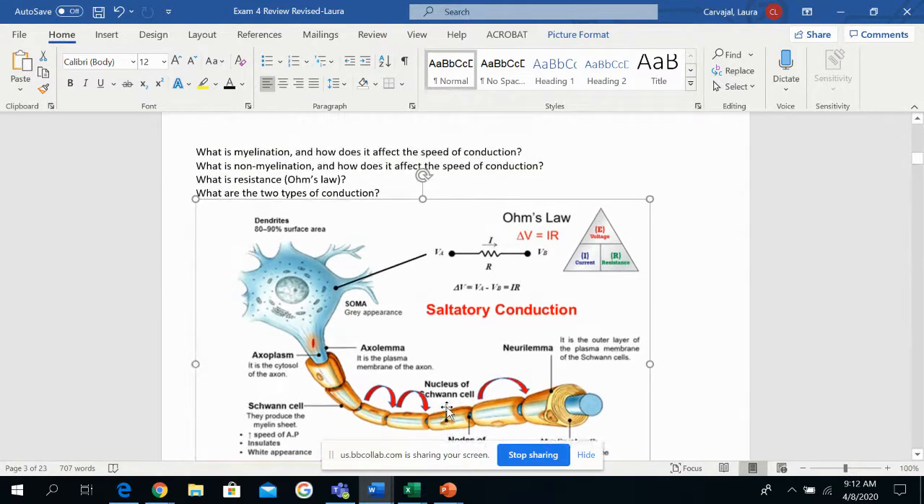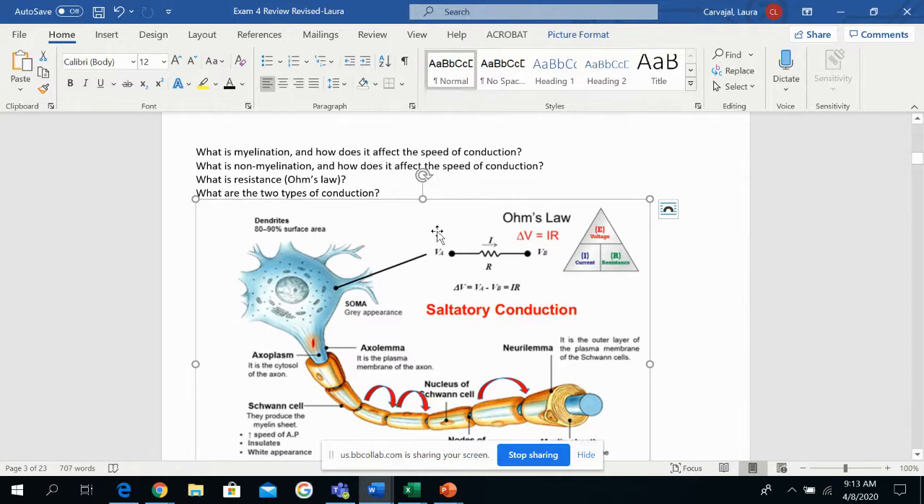A good way of thinking of this is that myelination is basically an insulator. If you're boiling water, you cover the top of the pot so that the water boils faster because it's keeping all that energy within that system. That would be myelination. Non-myelination would be the opposite. You're leaving that pot open and out in the air, so you're losing that initial heat that would aid in the boiling of the water. It would make it slower. It would take more time for the water to boil as a result.